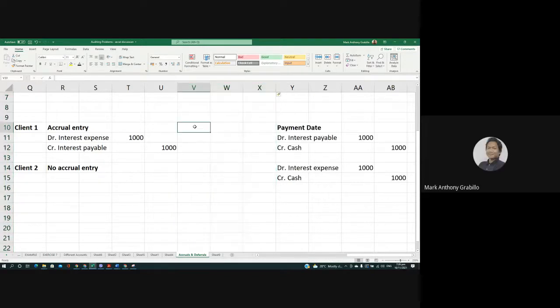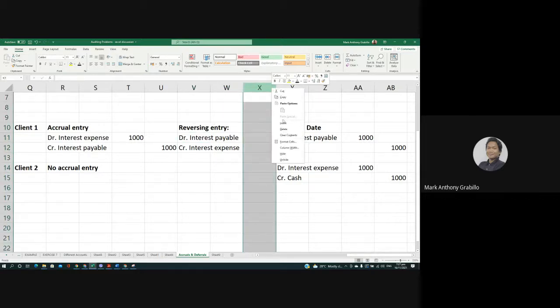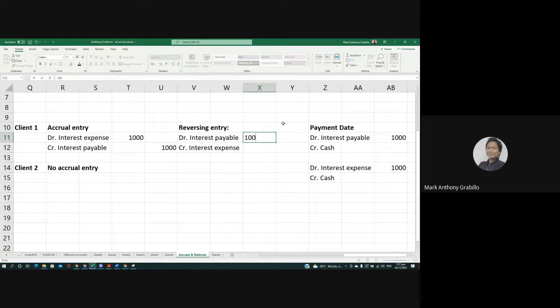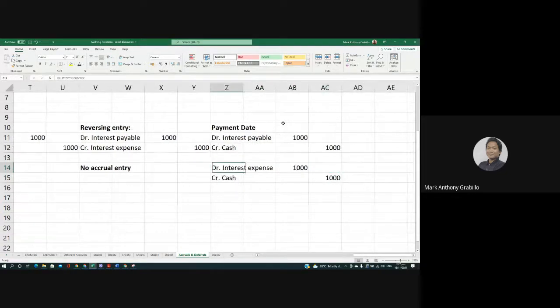The following year, we have a reversing entry. So, what will be our reversing entry? You debit interest payable and then credit interest expense. How much is your interest payable and interest expense? Debit 1,000 pesos and then credit 1,000 pesos. Here, of course, you also have no entry. You will not make any entry, since you only monitor the total accruals you made and reverse them the following year. So it is easy to see.